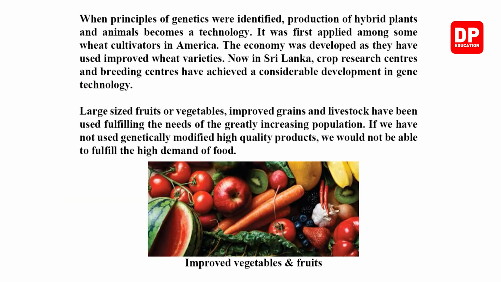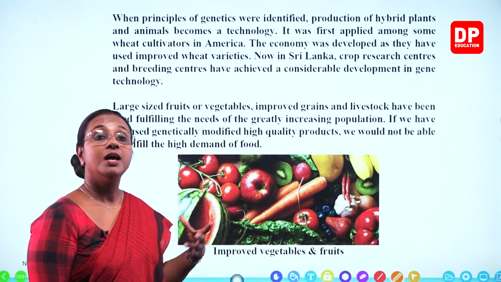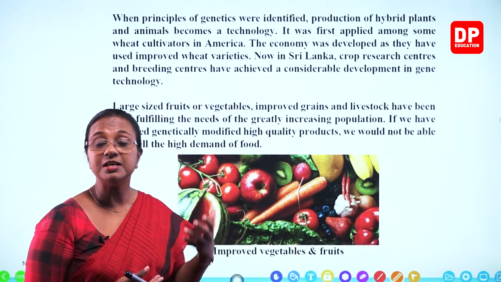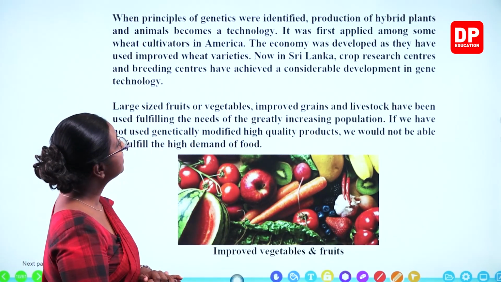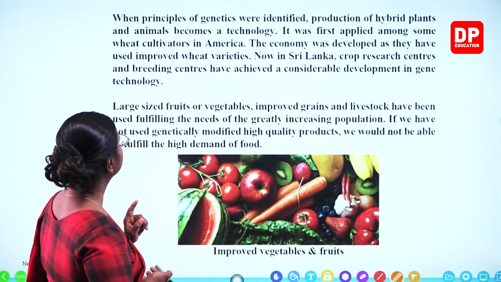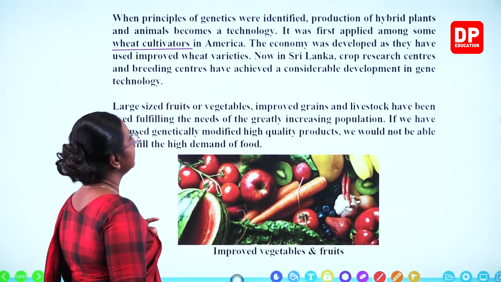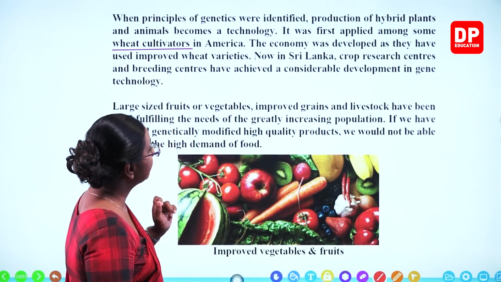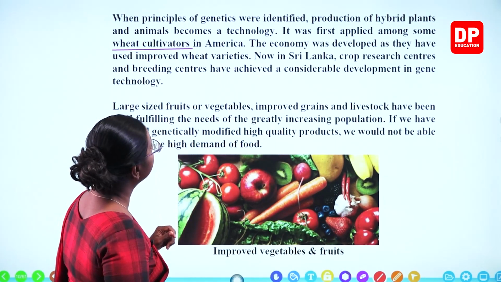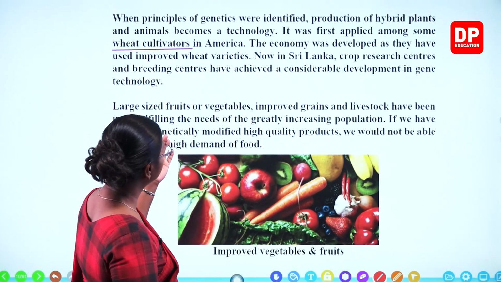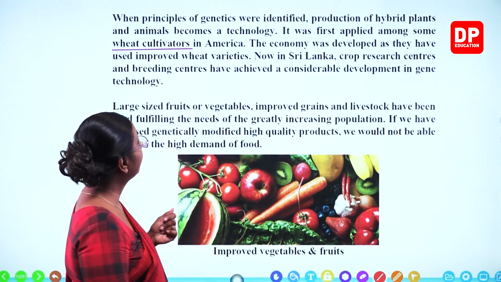So when the principles of genetics were identified, production of hybrid plants and animals became a technology. So combining characteristics, producing hybrid plants and animals became a technology. It was first applied among some wheat cultivators in America. The economy was developed as they used improved wheat varieties. So there was a development in the economy due to the use of these improved wheat varieties.